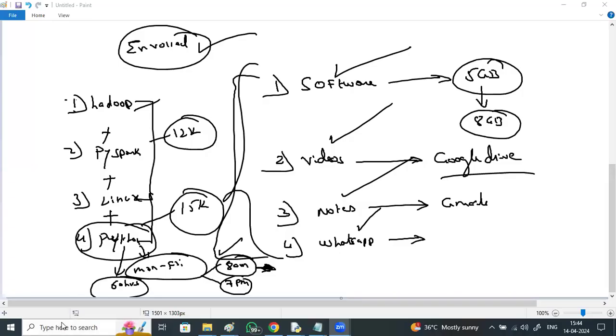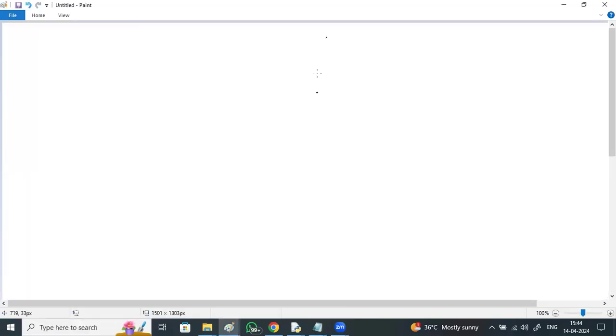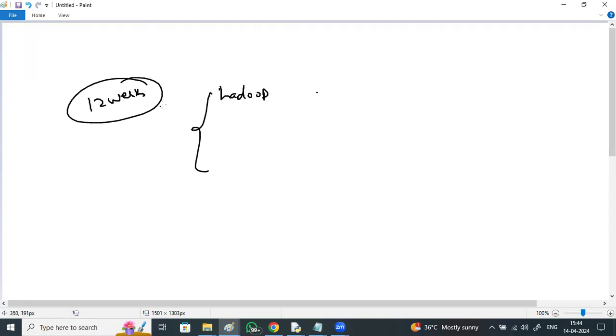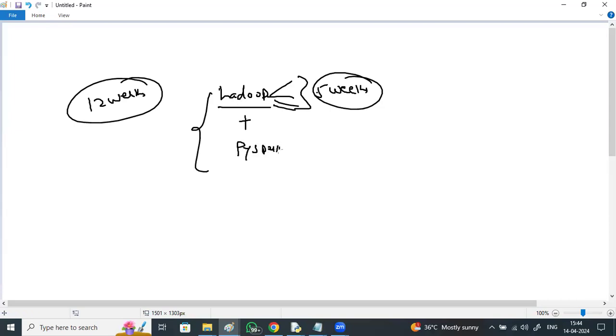Let me make it clear about the PySpark, right? See here, first Hadoop will be discussed for the next 4 to 5 weeks, right? But later for your batch, first Hadoop will be discussed. Totally it's 12 weekends for Hadoop and PySpark. For nearly the next 5 weeks, Hadoop is going to be discussed. After that, for your batch, PySpark will be starting, right?